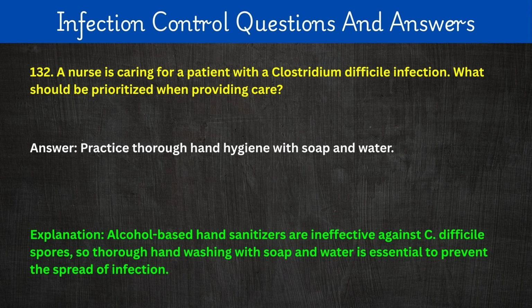132. A nurse is caring for a patient with a Clostridium difficile infection. What should be prioritized when providing care? Answer: practice thorough hand hygiene with soap and water. Explanation: alcohol-based hand sanitizers are ineffective against C. difficile spores, so thorough hand washing with soap and water is essential to prevent the spread of infection.